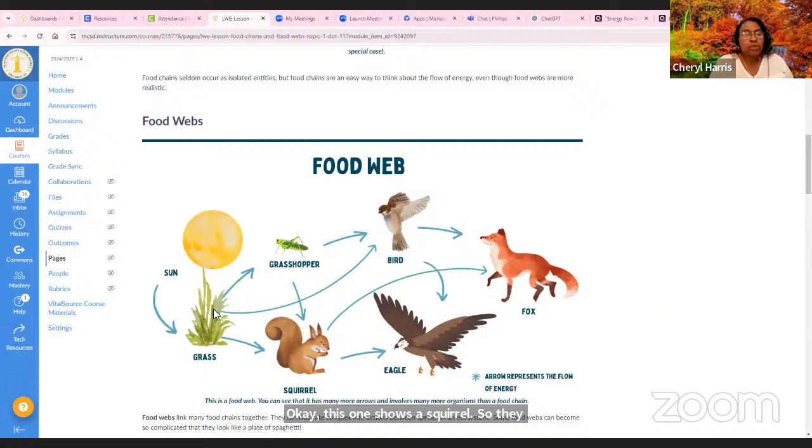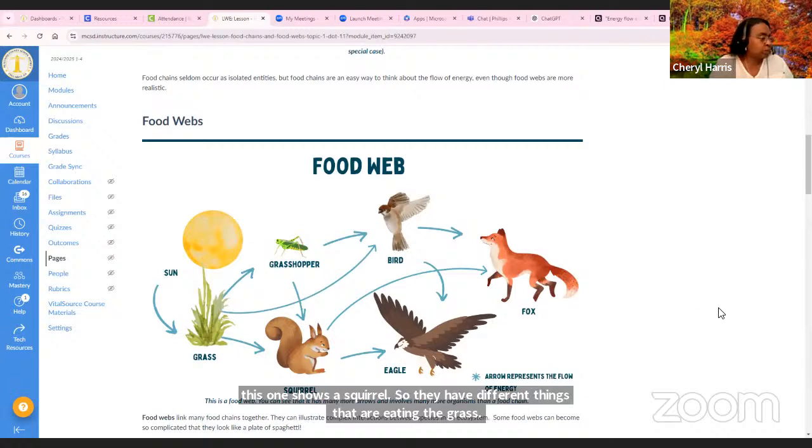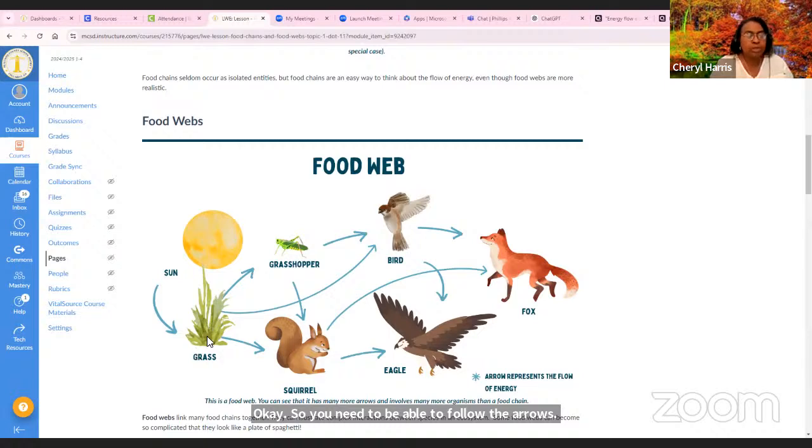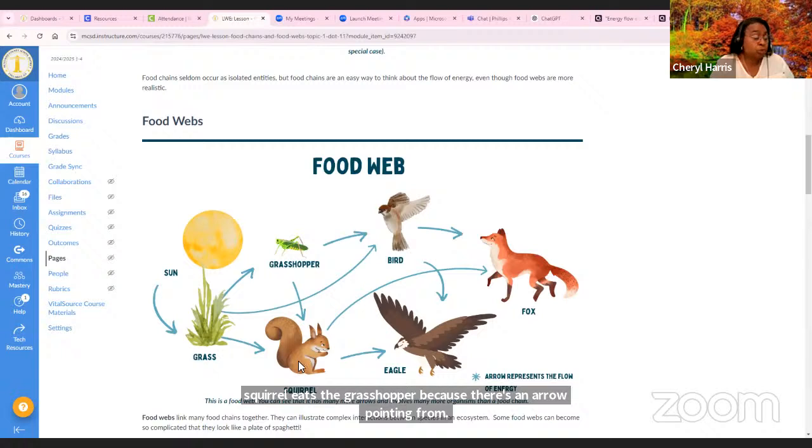Okay, so you need to be able to follow the arrows and be able to read it in such a way. For example, you need to be able to say that the grasshopper eats the grass and the squirrel eats the grass. We need to be able to say that the squirrel eats the grasshopper because there's an arrow pointing from the grasshopper to the squirrel. So the squirrel eats both grass and grasshoppers.